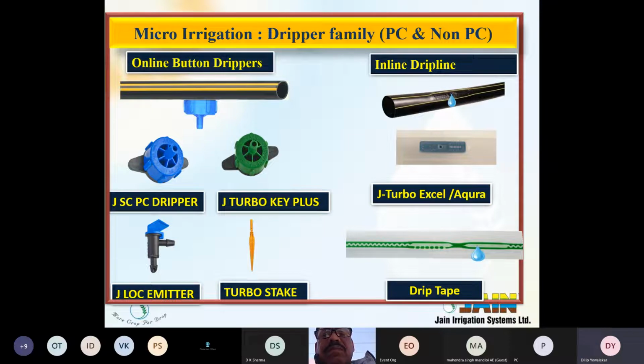In the online system, for each row of the crop, the drip line is provided as a blind tube, and on the blind tube the drippers are fixed. The number of drippers depends on the type of crop, the soil type, root zone, and crop water requirement. In an inline dripper, the drippers are fitted inside the drip line during manufacturing. So you cannot remove this dripper, and there is no need to fix it in the farm. It is fitted during production at fixed intervals.